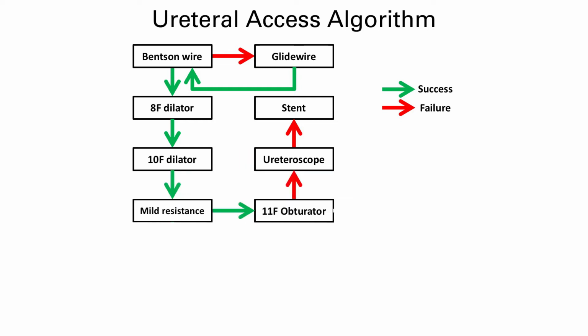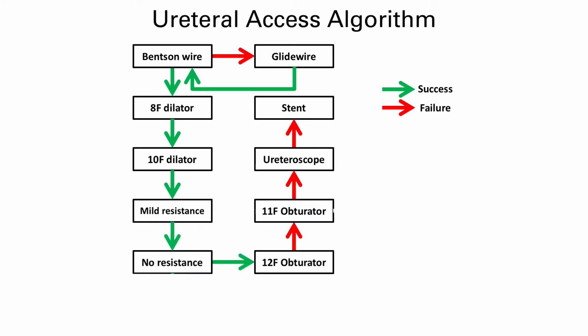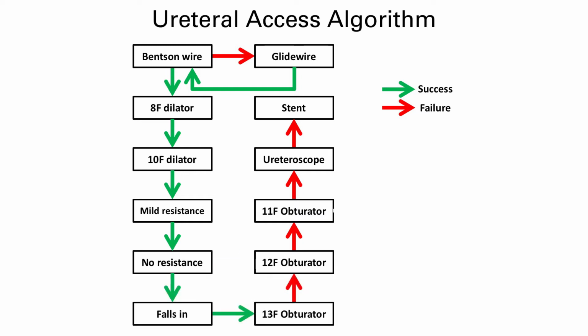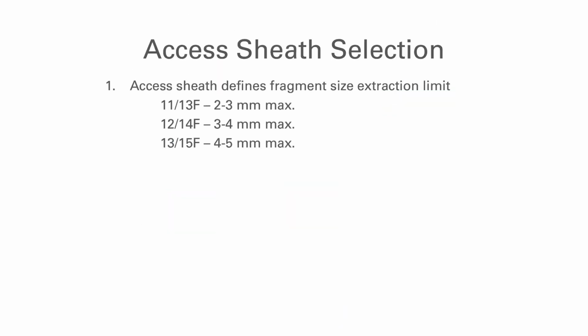If the 10 French dilator goes up with mild resistance, probably shouldn't go larger than an 11-13 French access sheath system. If there's no significant resistance, which is where we find ourselves most of the time, you're looking at a 12, 14 French system. If the access sheath just falls in, that's where we begin to be able to consider the larger access sheath. The access sheath defines the extraction limit.